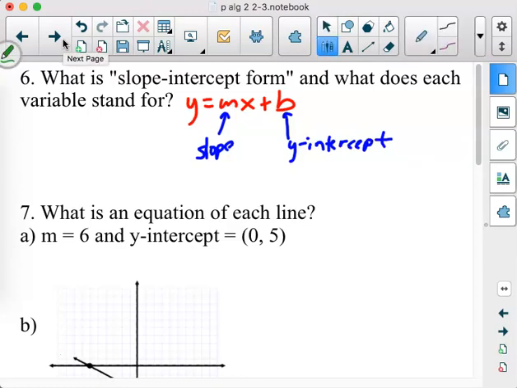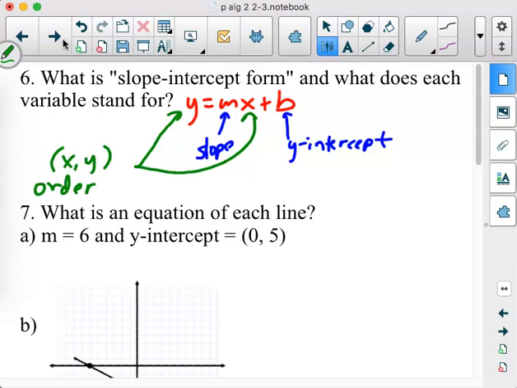Now here comes something much tougher. They said we have to tell them what all of the variables stand for. What do the x and the y stand for? The x and the y stand for all the points on the line. These are, together, ordered points, ordered pairs on the line.